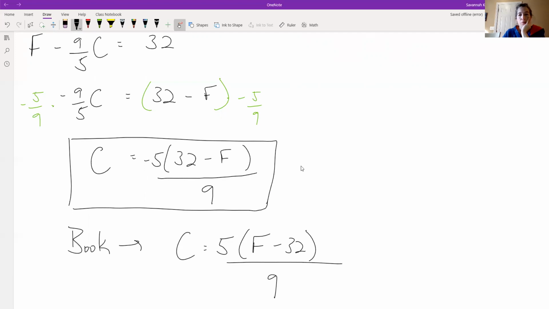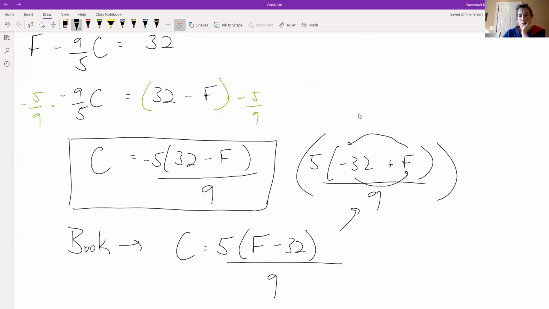And if you think about a middle step, if you multiply that negative through, you get 5 times negative 32 plus F, over 9. And then they choose to just roll those around because they can, it's addition. And they get this. So, middle step. Is that productive? Not really, but just because this is a real formula that's used in meteorology, it's good to know how they get to what they get, because you might run into this in a science class.